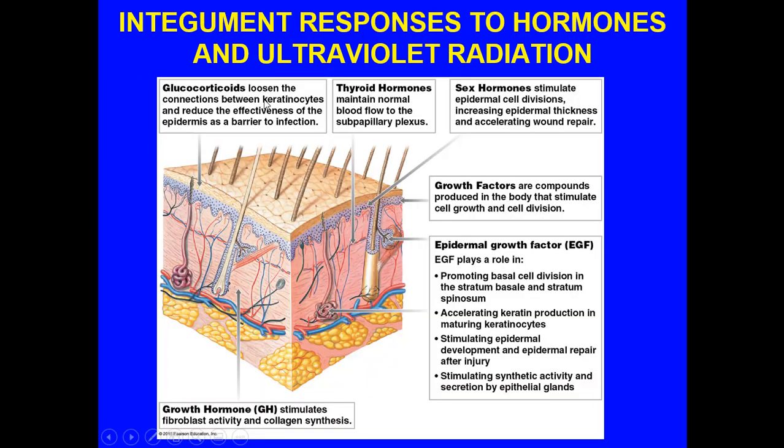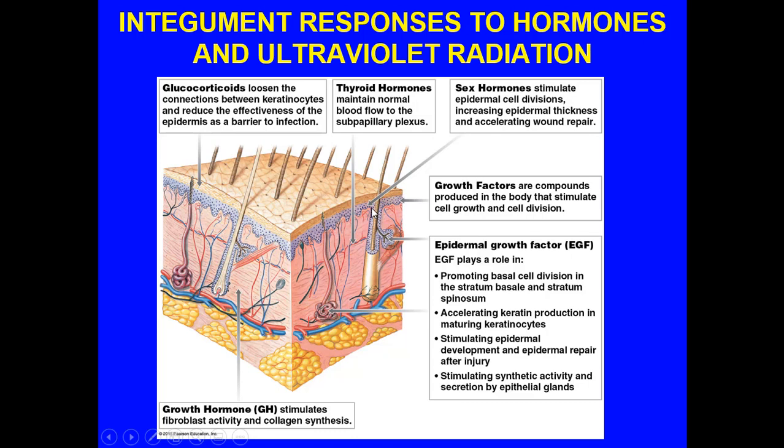So what do glucocorticoids do? They loosen the connections between keratinocytes and reduce the effectiveness of the epidermis as a barrier to infection. Growth hormone stimulates fibroblast activity and collagen synthesis. Thyroid hormones maintain normal blood flow to the subpapillary plexus. Here we are. Sex hormones stimulate the epidermal cell divisions, increasing epidermal thickness and accelerating wound repair. Growth hormones, growth factors, are compounds produced by the body that stimulate cell growth and cell division.